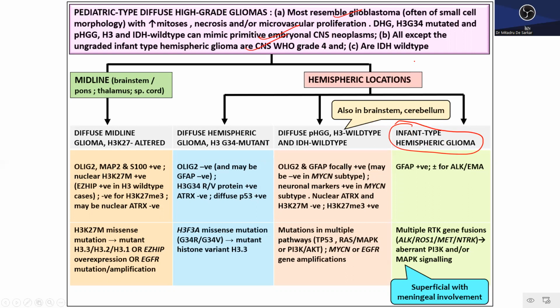It has not been given any WHO designation of a grade, and these are all IDH wild type cases. That is, they do not show IDH mutations, they show histone mutations or mutations in other genes. So we have talked about the diffuse hemispheric glioma and the diffuse midline glioma.